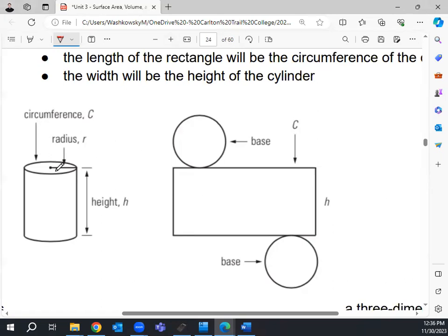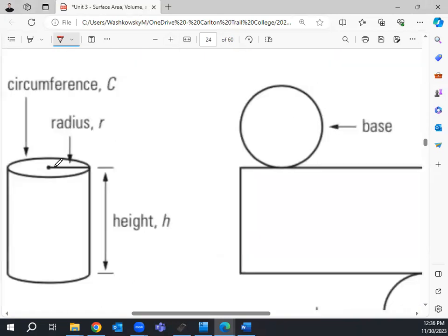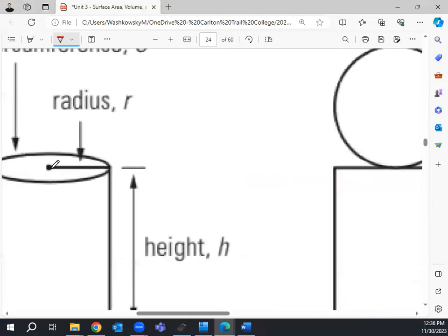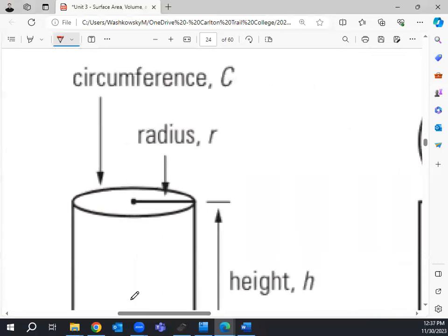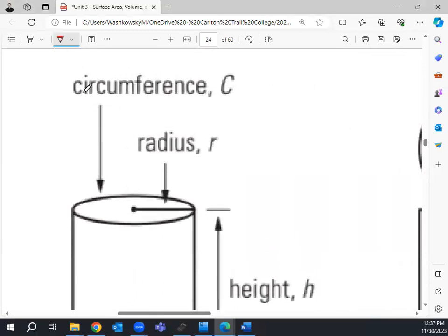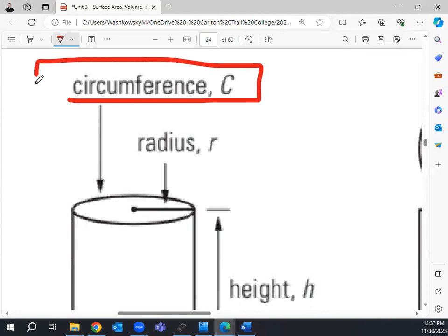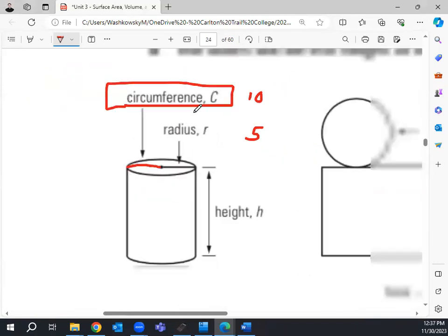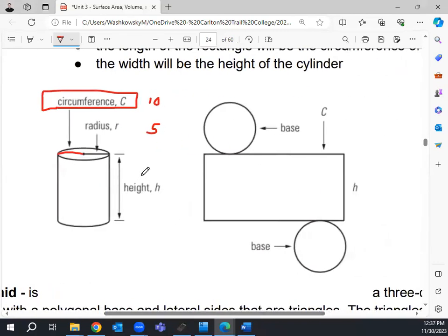Now, there's two things here. We do have the radius of this circle. If you're looking here, there's that little dot in the middle. The radius is just the length from the middle of your circle to an edge. But we also have this new thing here, circumference, which we call a C. Circumference is the whole thing. So if I give you a circumference, let's say the circumference is 10, you know that the radius has to be half of that. The radius would have to be 5, for example. The circumference is always double the radius because it's just two radiuses put together.